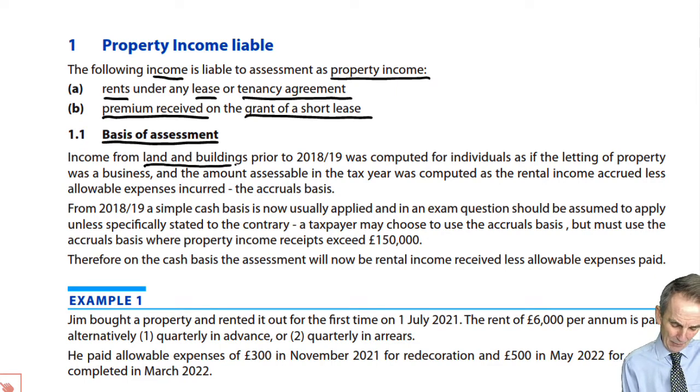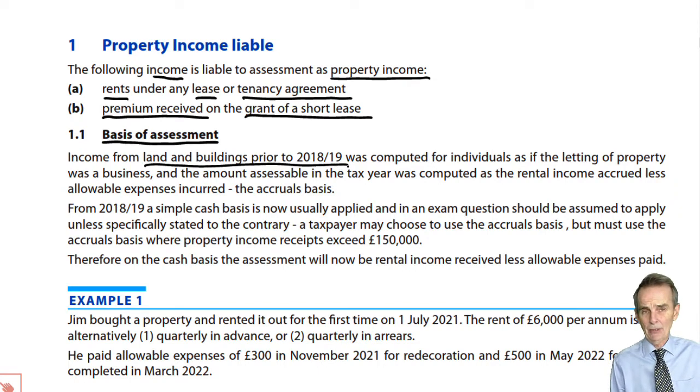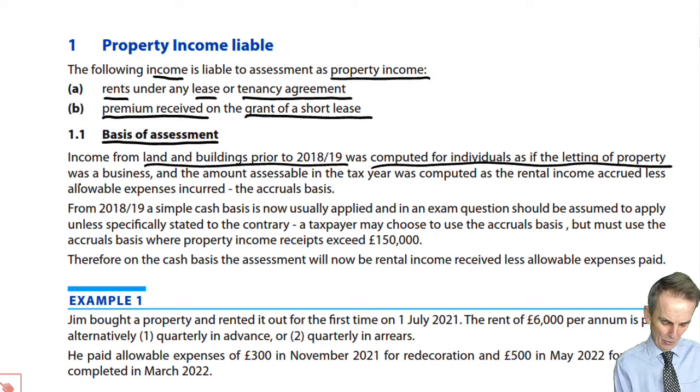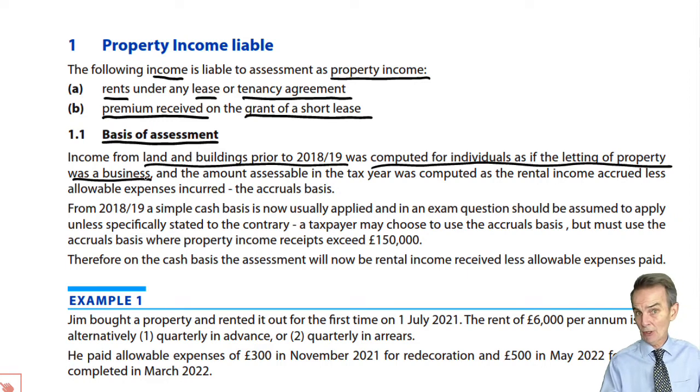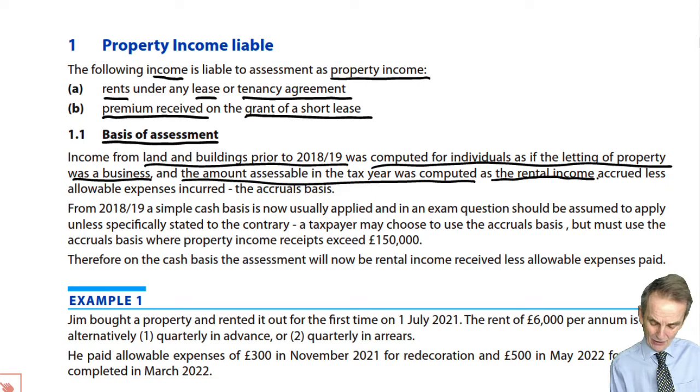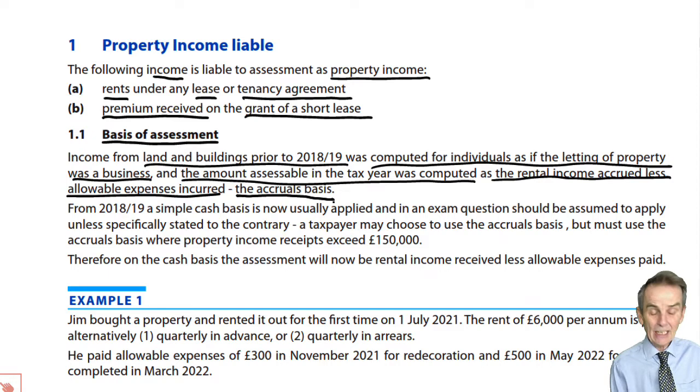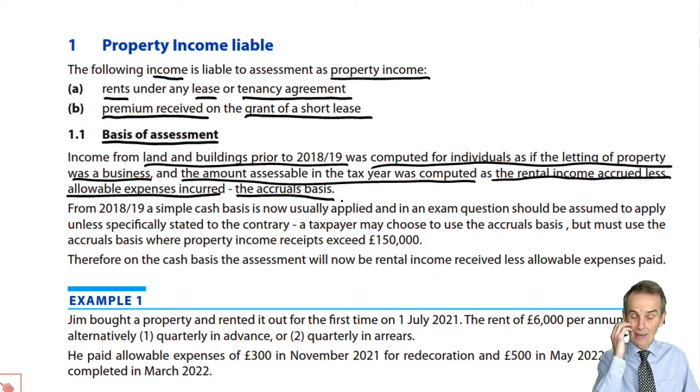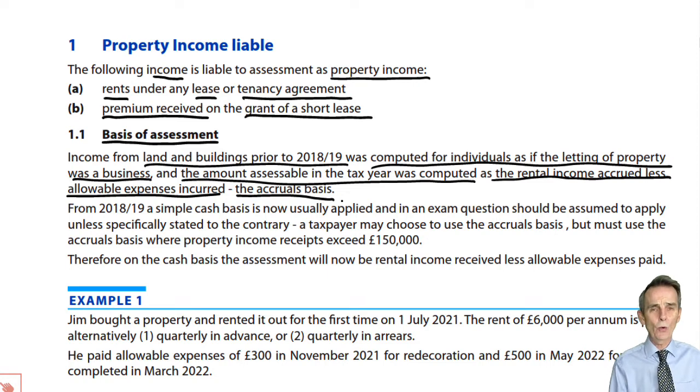Income from land and buildings, or property income, prior to the 18-19 tax year, so up until the 17-18 tax year, was computed for individuals as if the letting of property was a business, as we'll see in Chapter 4 when we look at the trading part. And the amount assessable in the tax year was computed as the rental income accrued less the allowable expenses incurred, i.e. we used the accruals basis, a basis which I trust you are more than familiar with from your financial accounting studies.